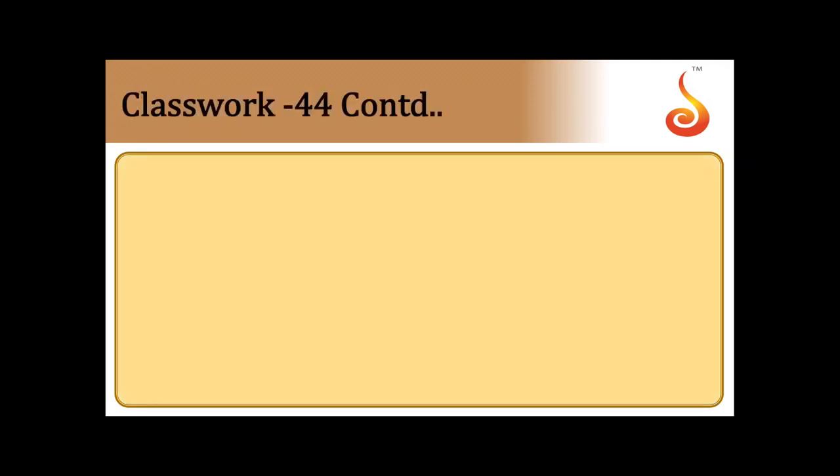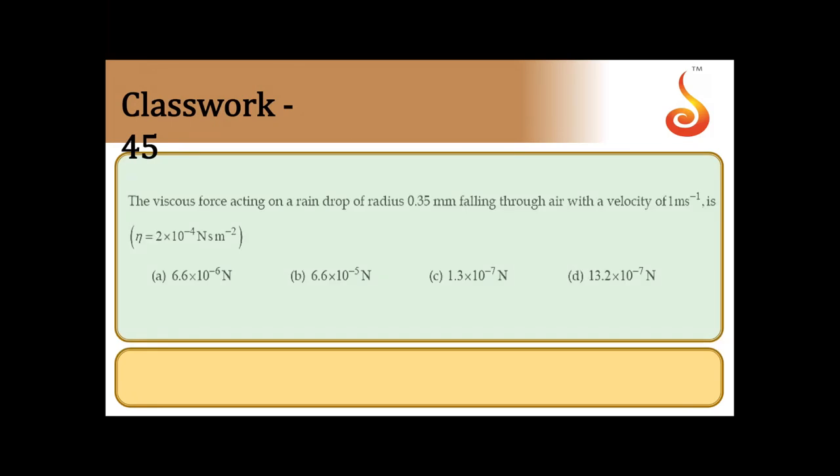Okay, we shall move on to next one. The viscous force acting on a raindrop of radius 0.35 millimeter falling through air with velocity 1 meter per second is given. Eta of air is 2 into 10 power minus 4 Newton second per meter square. So we know that according to Stokes law, F is equal to 6 pi eta r v, where r is radius of the object. Since it is a spherical object, we can use this formula. So this is your Stokes law.